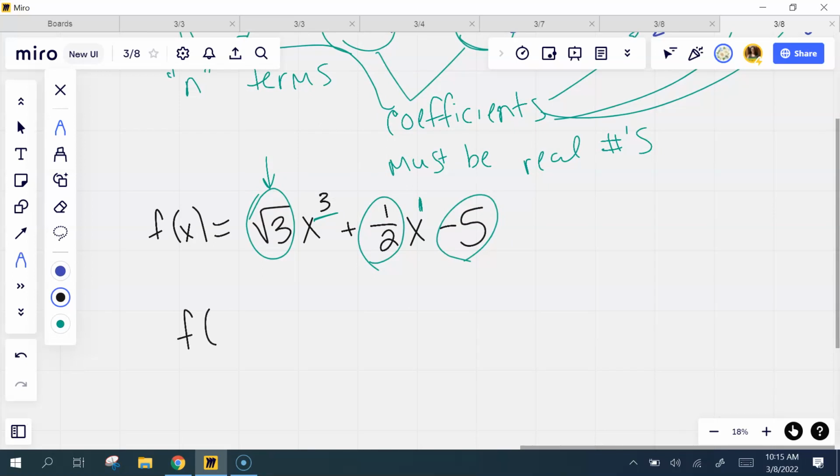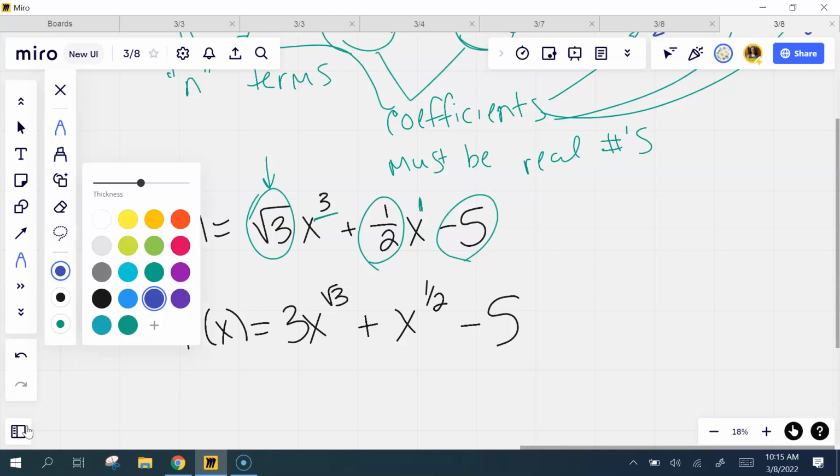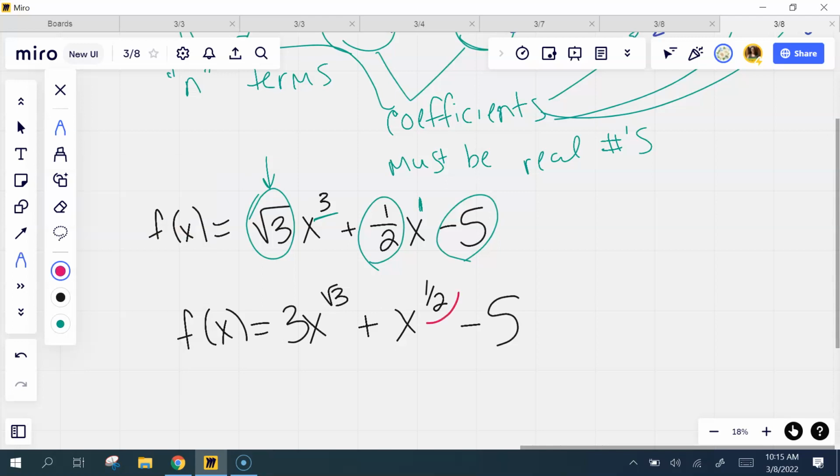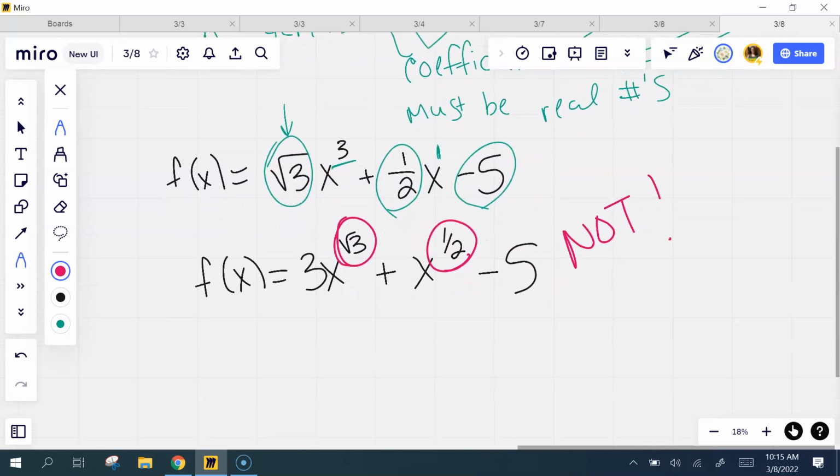What if I changed it? Is that a polynomial? No, this is not a polynomial. Why is it not a polynomial? These two exponents cause this to not be a polynomial. They're not positive whole numbers. Does that make sense to everybody? Everybody good?